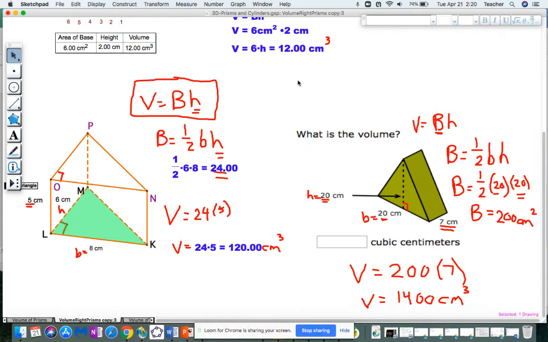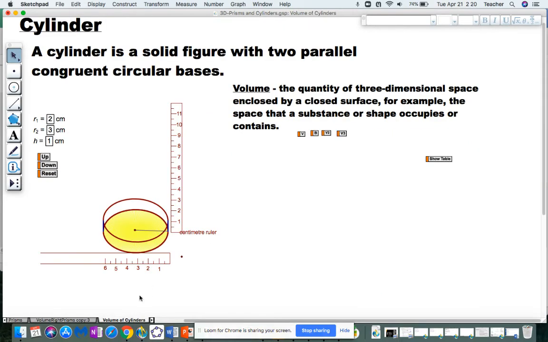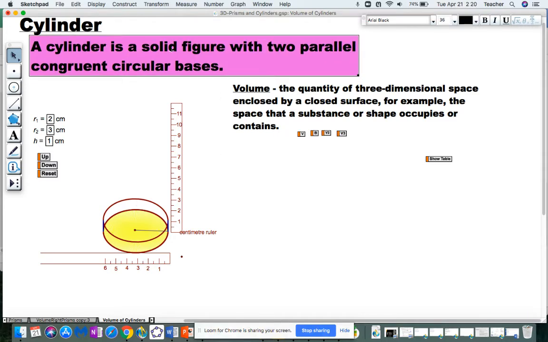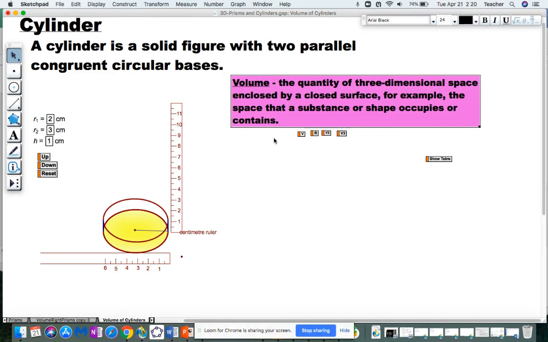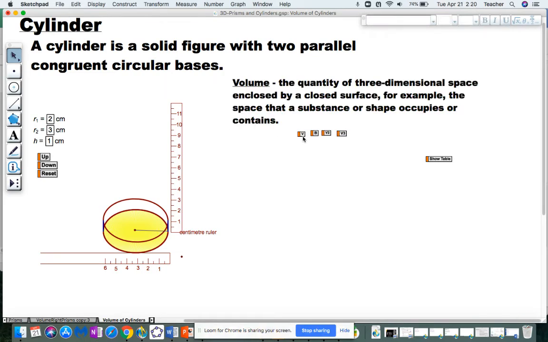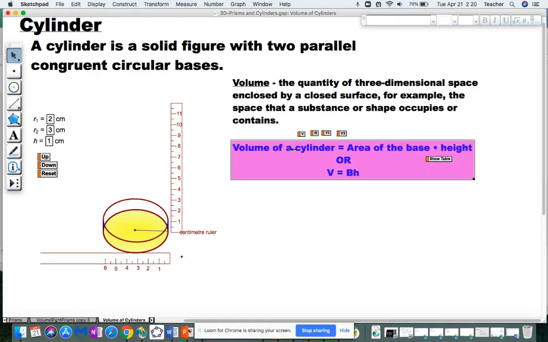All right, so there's rectangular prism and triangular prism. Next thing, cylinder. We did surface area of a cylinder last time in the video. Again, here's your definition of volume. The formula is still the same. The volume is the area of the base times the height.